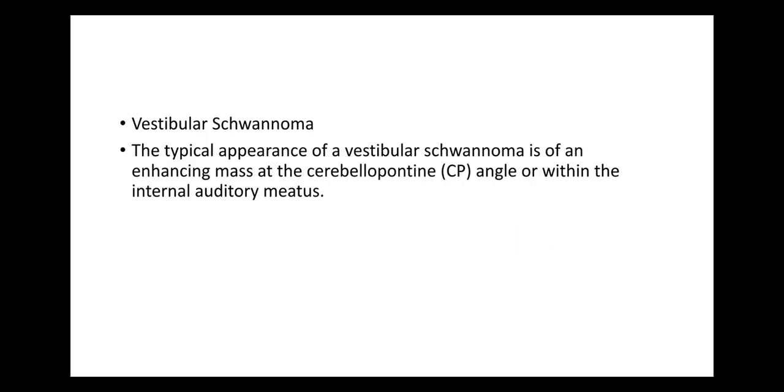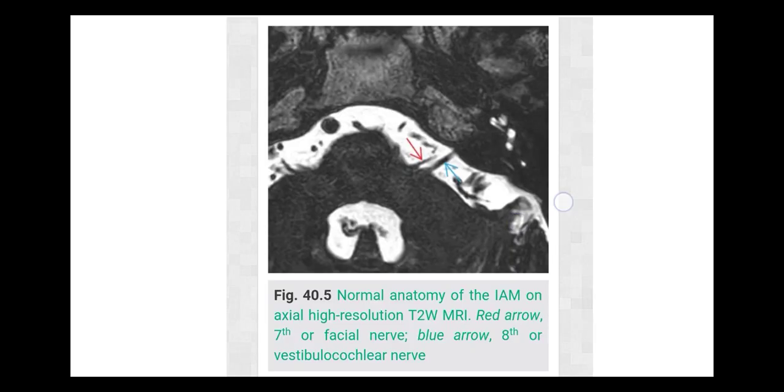Vestibular schwannoma. The typical appearance of a vestibular schwannoma is of an enhancing mass at the cerebellopontine angle or within the internal auditory meatus. Normal anatomy of the internal auditory meatus, and the red arrow here shows the seventh nerve. The blue arrow shows the vestibulocochlear nerve.